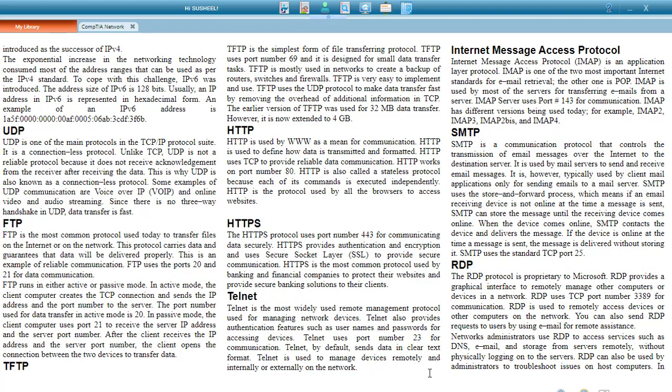Internet Message Access Protocol. Internet Message Access Protocol, IMAP, is an application layer protocol. IMAP is one of the two most important Internet standards for email retrieval, the other one is POP. IMAP is used by most of the servers for transferring emails from a server. IMAP server uses port 143 for communication. IMAP has different versions being used today, for example, IMAP2, IMAP3, IMAP2BIS, and IMAP4.